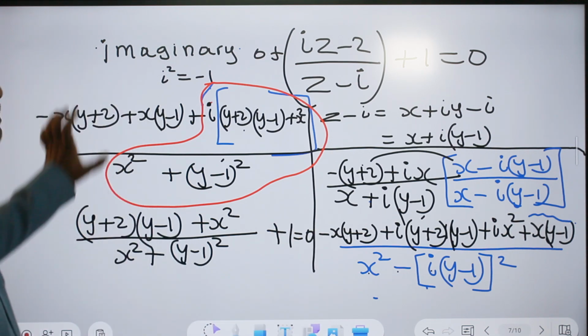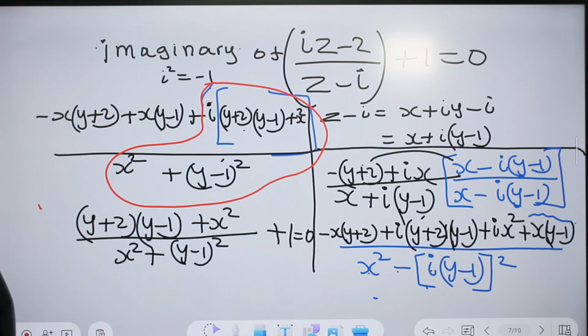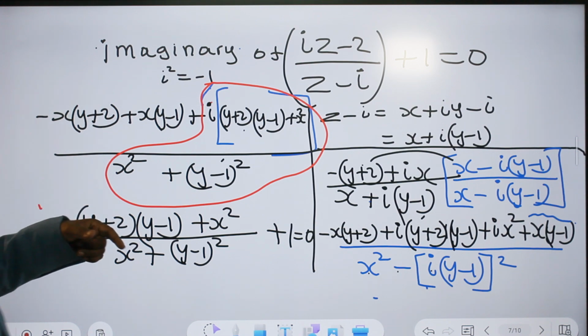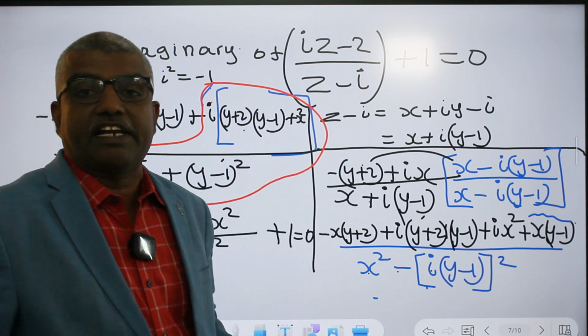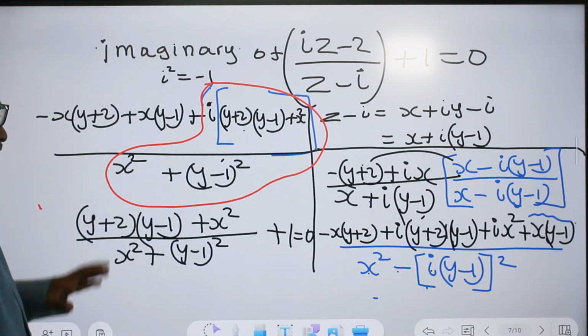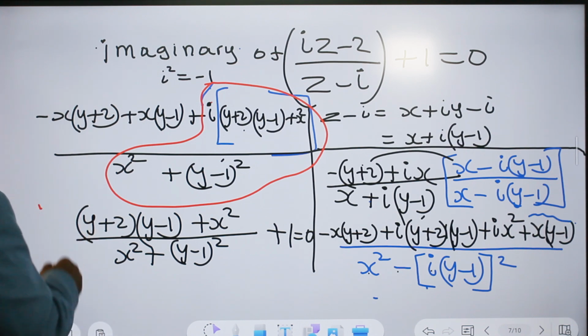This is the main equation we came to. Now we have to convert it to the circle equation. We have to transform it to the circle equation. Copy down until now.